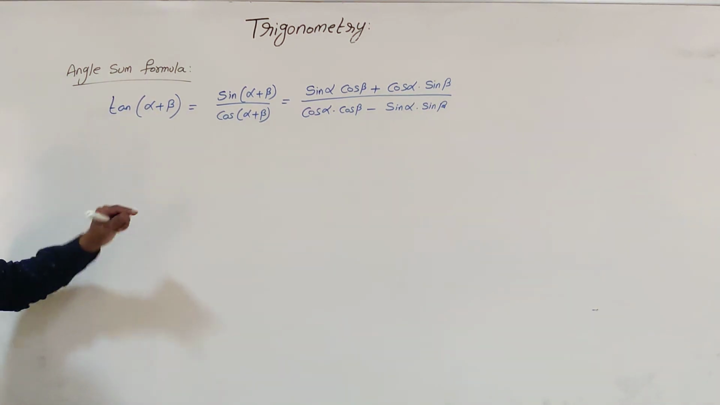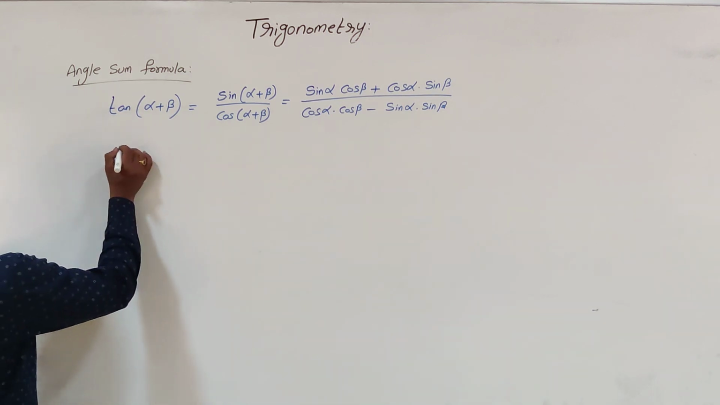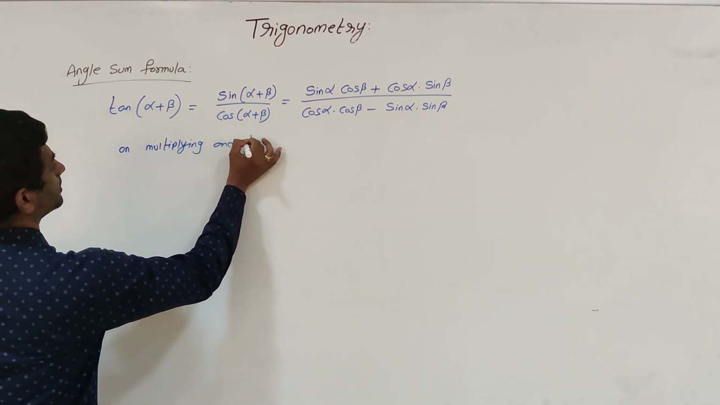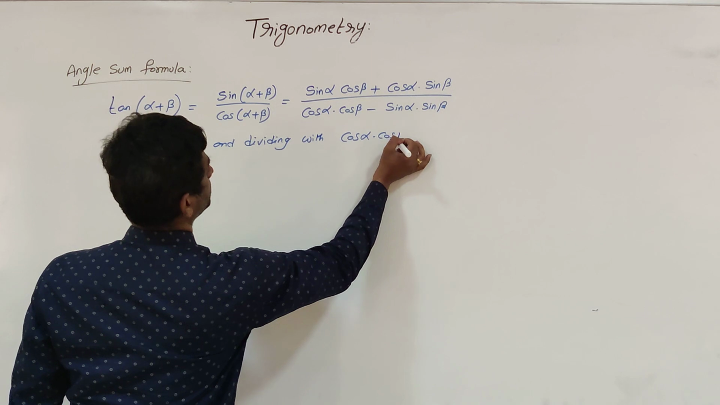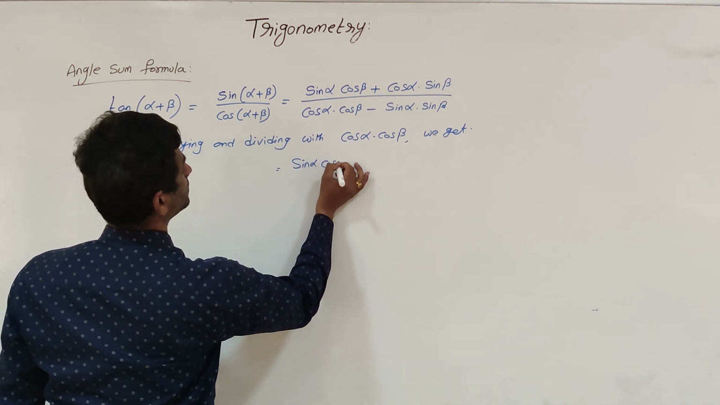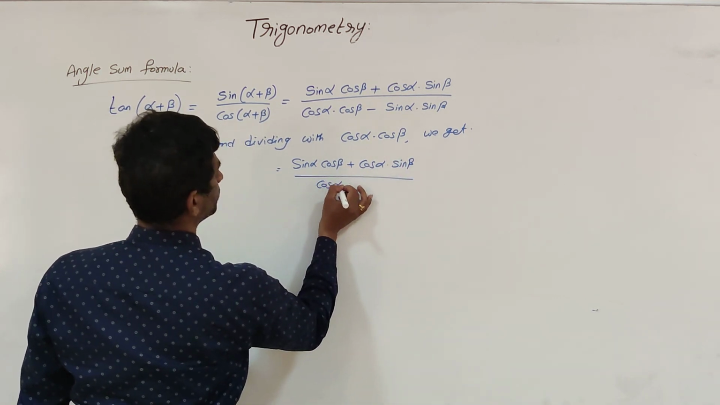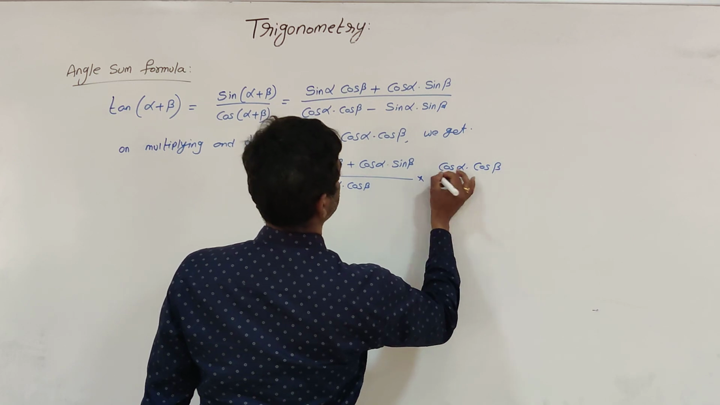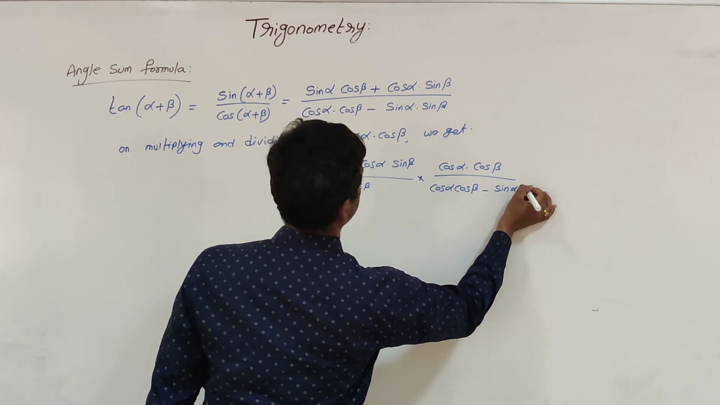Now in order to get this in terms of tan, multiplying and dividing with cos alpha cos beta, we get sin alpha cos beta plus cos alpha into sin beta by cos alpha into cos beta, upon cos alpha cos beta by cos alpha cos beta minus sin alpha sin beta.